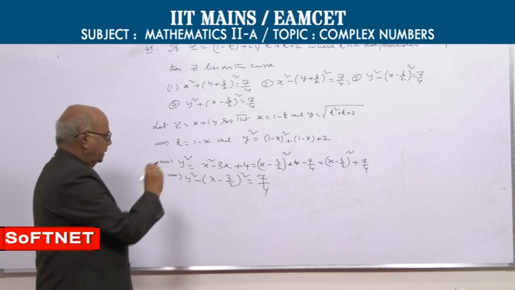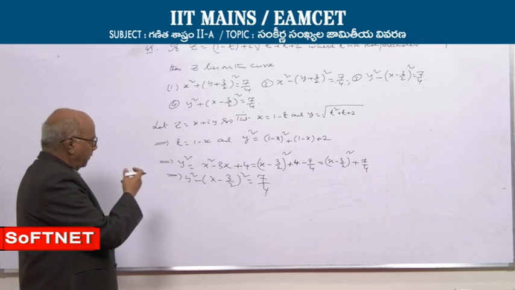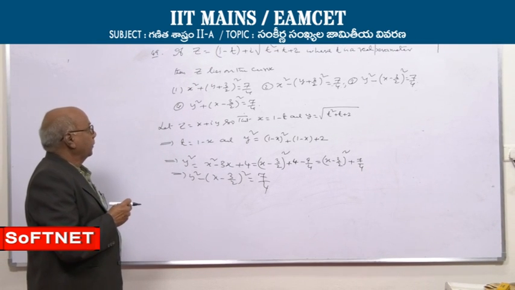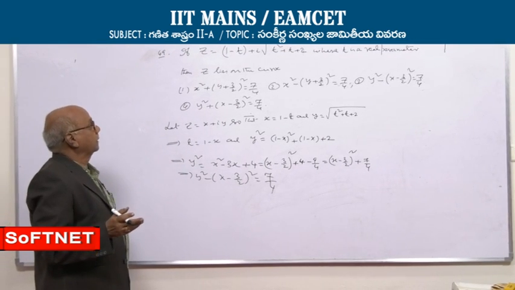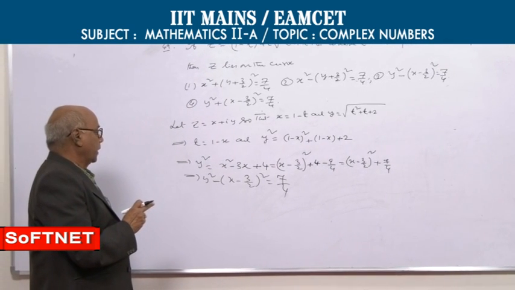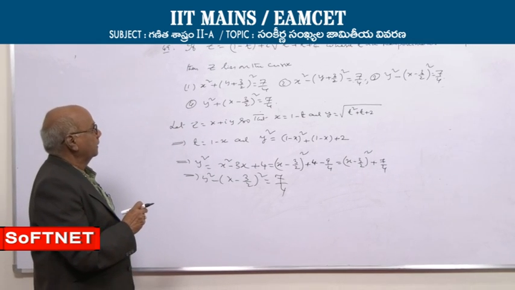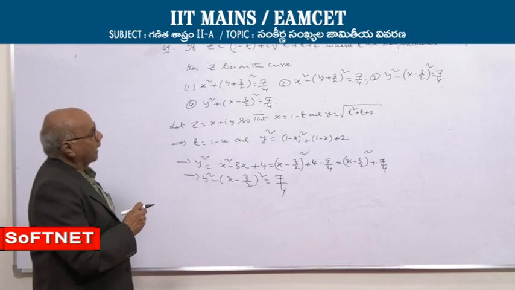So z lies on this curve. Actually, if you divide by 7, you will get a rectangular hyperbola, but that's not our bother. So z lies on this curve: y square minus (x minus 3 by 2) whole square is equal to 7 by 4. So answer is option number 3.